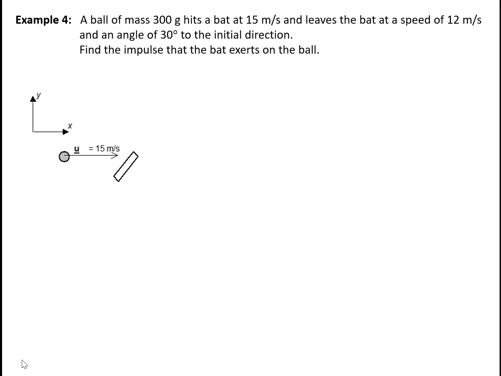So, initially we've got the ball approaching the bat. So that's my initial diagram. And if we set up the x direction to be precisely the direction of the initial motion, then we've got the initial velocity is just 15, 0.